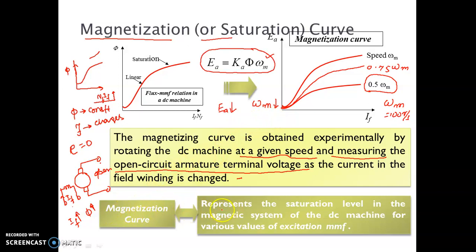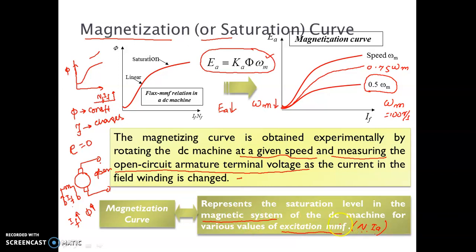Another magnetization curve represents the saturation level in the magnetic system of the DC machine for various values of excitation MMF. What is the meaning of various values of excitation MMF? It means we have to check the saturation level of the magnetic system. For what value of MMF, meaning number of turns multiplied by the current, what is the value of number of turns multiplied by armature current that will give you saturation in the magnetic field.